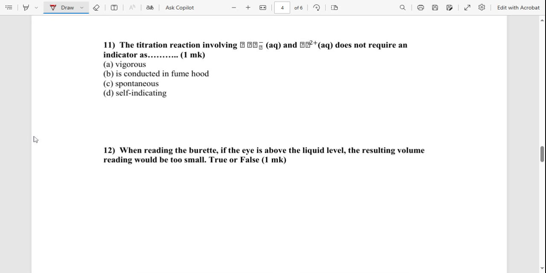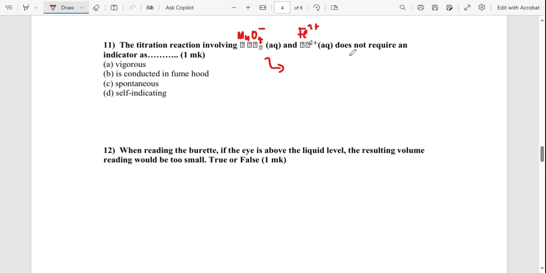11 is saying the titration reaction involving... Okay, so this one is not showing, but this is supposed to be showing. Let me just double check it. Okay, involving permanganate. This is supposed to be MnO4- and Fe2+. So this reaction does not require an indicator. Why does this reaction not require an indicator?